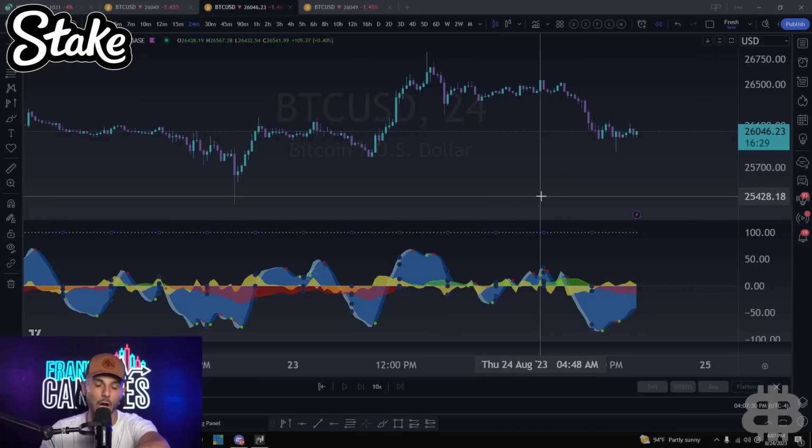So I'm going to go ahead and turn on a couple more things on the indicator and just run through what they are. The one thing I'm not going to cover here is the RSI. I'm going to leave that for another video.